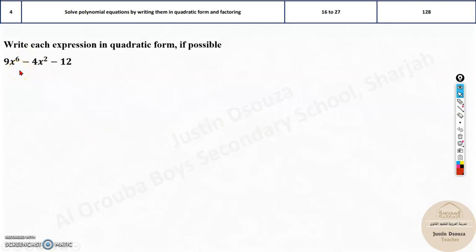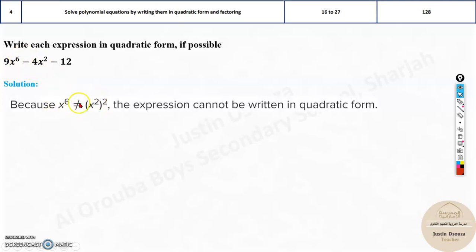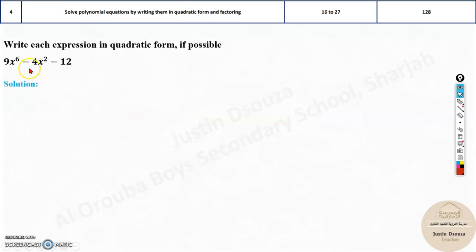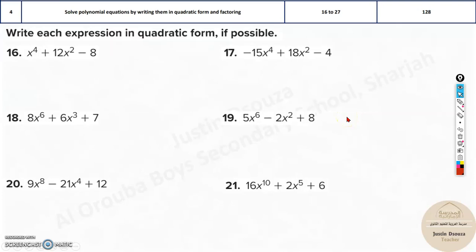Now we will see one more problem. Look at this problem carefully. If you see closely, it's x to the power 6 and x squared. Do you think you can reduce this as quadratic? It's not possible. If this was 3, yes, I can write this as x to the power 3, the whole square. But now, no, you can't write it in terms of squares. This must be x squared, so you must write x squared, the whole square, which is not possible. In the previous one, we wrote x power 10 and x power 10 the whole square. We can't reduce this, so it cannot be written in quadratic form.